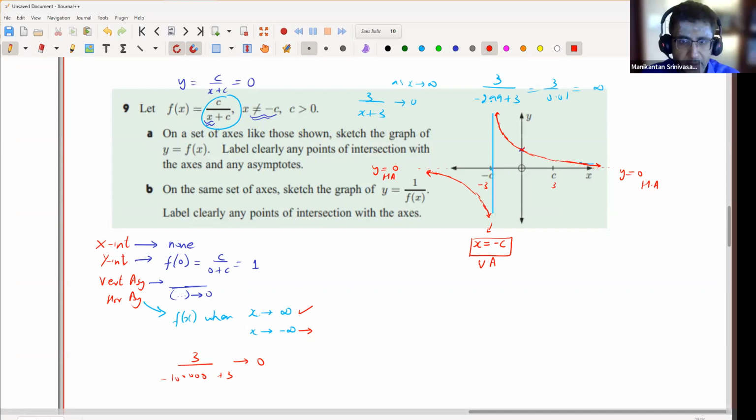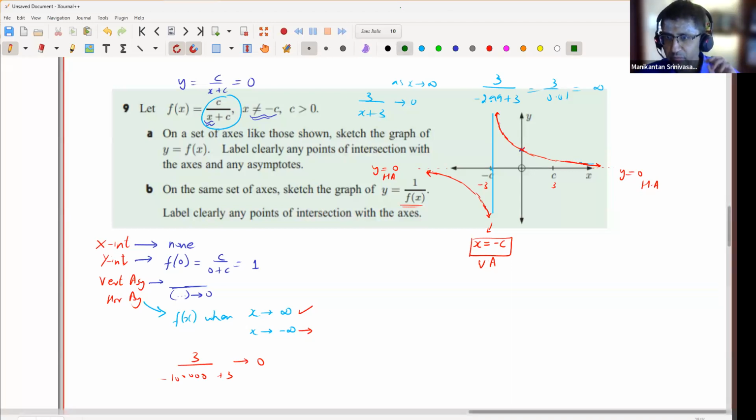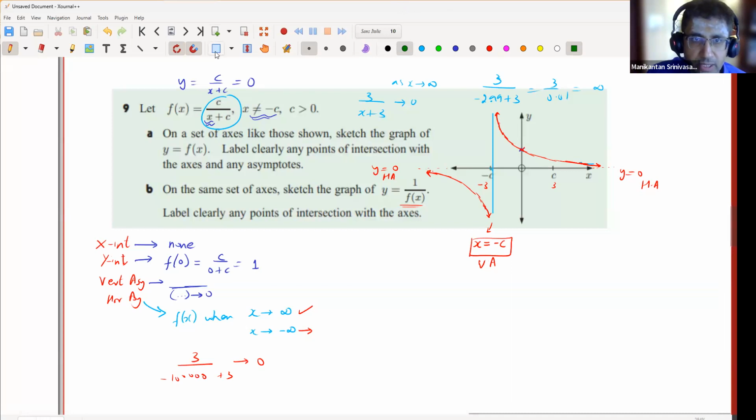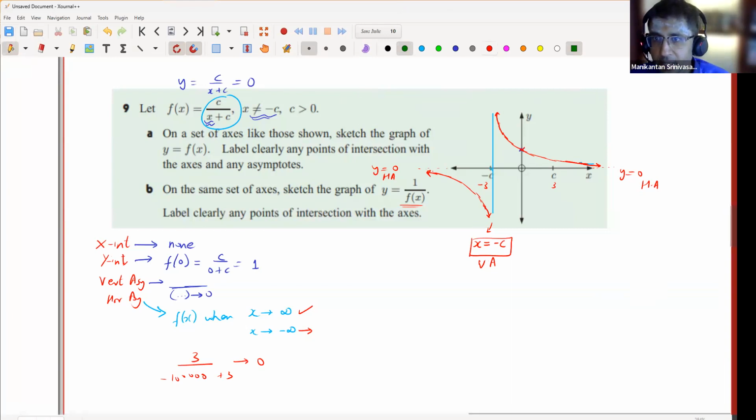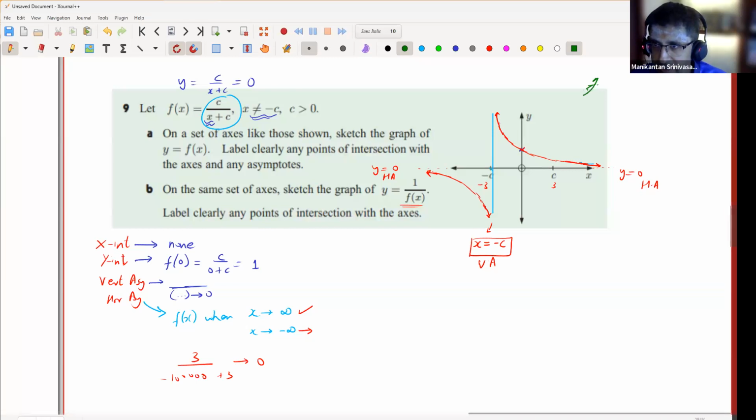Okay, now that's the A part. B part, on the same axis, sketch 1 by f of x. Same thing, right? Wherever f of x approaches 0, the reciprocal is going to approach infinity. So let me erase all this extra clutter here and plot the inverse in, let's say, green color. The reciprocal of this is going to be infinity somewhere here. It's headed towards infinity like this.